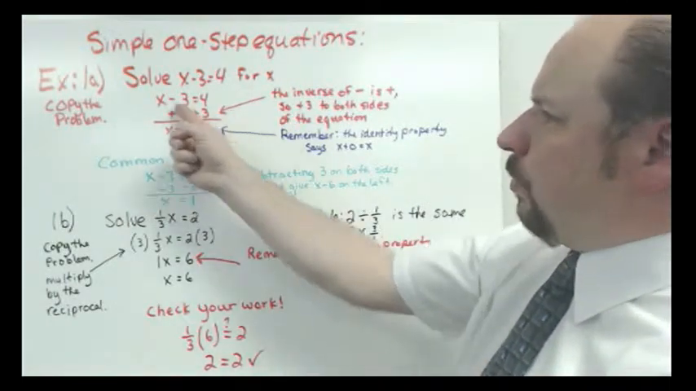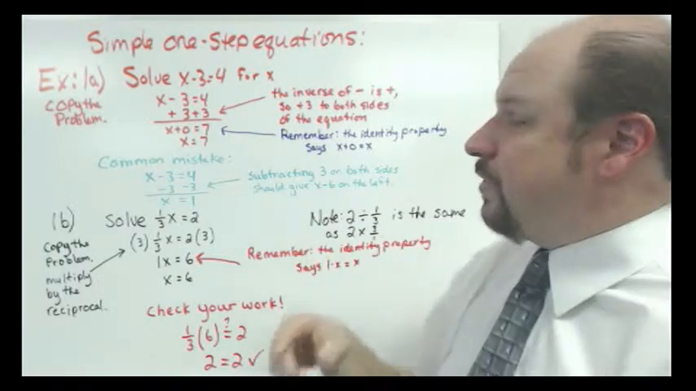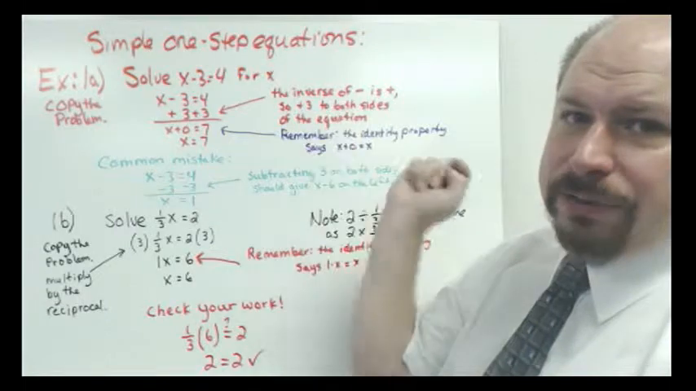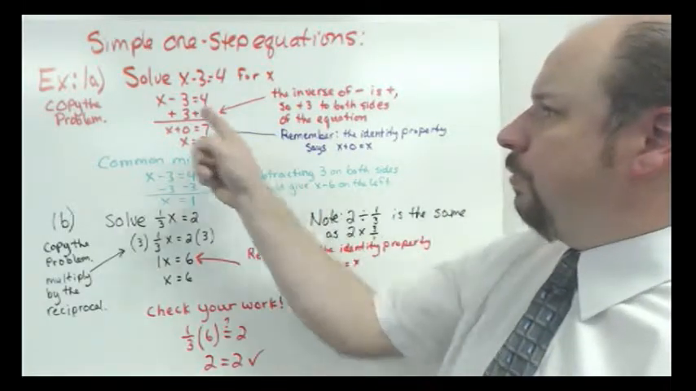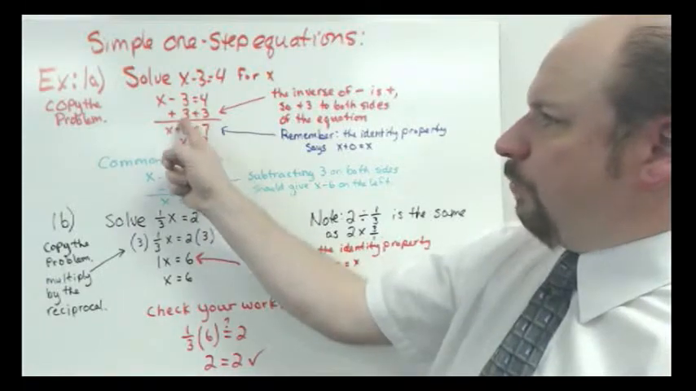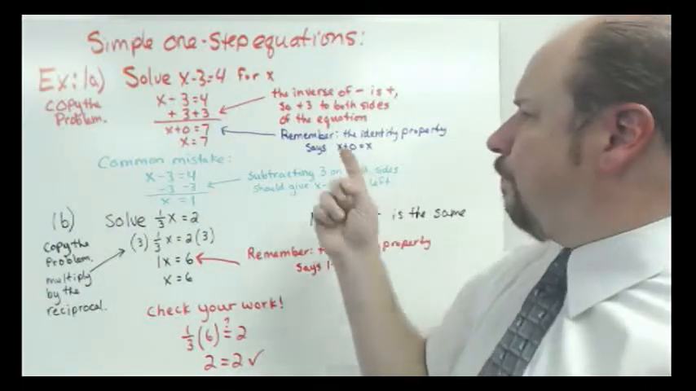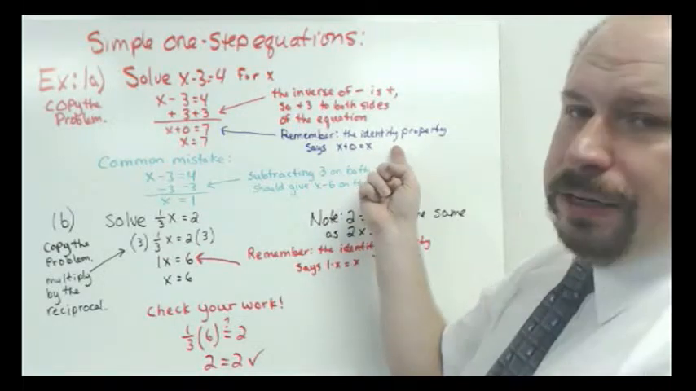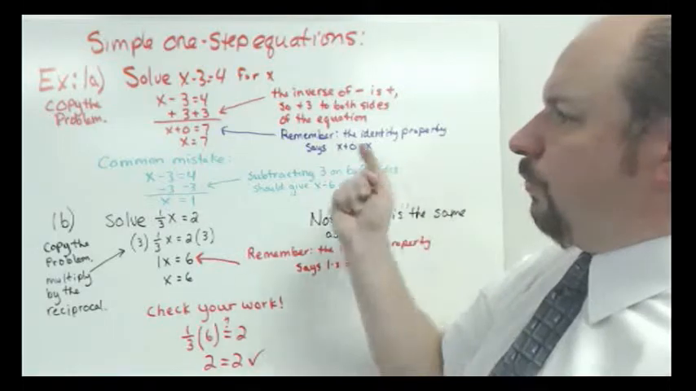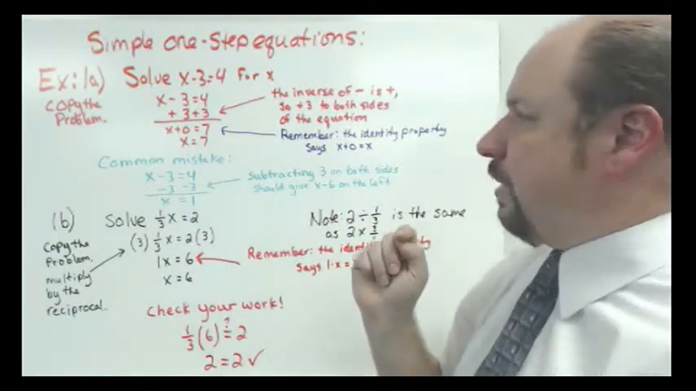And so notice that since we have minus 3 here, the inverse operation of subtract is add. So we're going to add 3 to both sides of the equation. By doing so, we get x plus 0, because negative 3 plus 3 is 0. So x plus 0 equals 7. And remember, the identity property of addition says that x plus 0 is just equal to x. And so we can simplify that down to x equals 7.